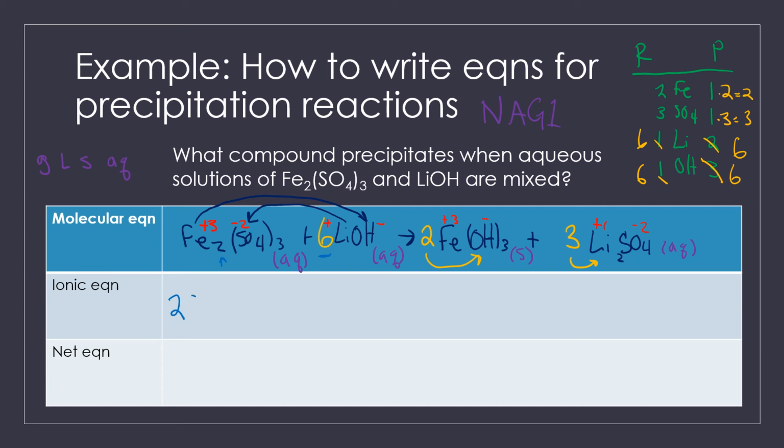We're going to have 2 irons, and their charges are +3s. For our ionic equation, we need to know how many of each ion they are, and since they are ions, we definitely need to know their charges. So we have 2 irons. We had 3 sulfates. We had 6 lithium and 6 hydroxide.